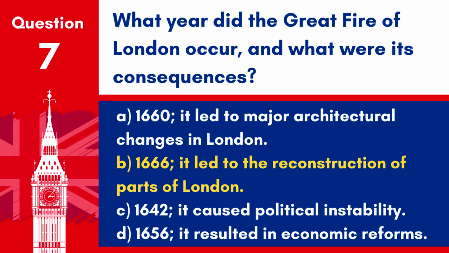Answer. B. 1666. It led to the reconstruction of parts of London. The Great Fire of London occurred in 1666 and resulted in the significant rebuilding of the city, including many structures designed by Christopher Wren.